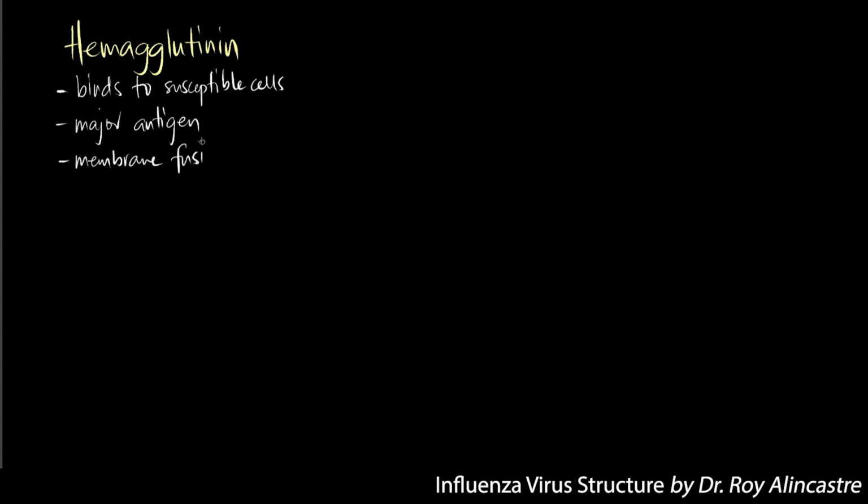Now, let's continue on the two proteins that the flu viruses are probably most known for, hemagglutinin and neuraminidase. Hemagglutinin is the type of protein on the envelope surface that binds the particles to susceptible cells. It is also the major viral structure or antigen that antibodies are directed against. The third function is that it fuses the membranes of the virus and the host cell.